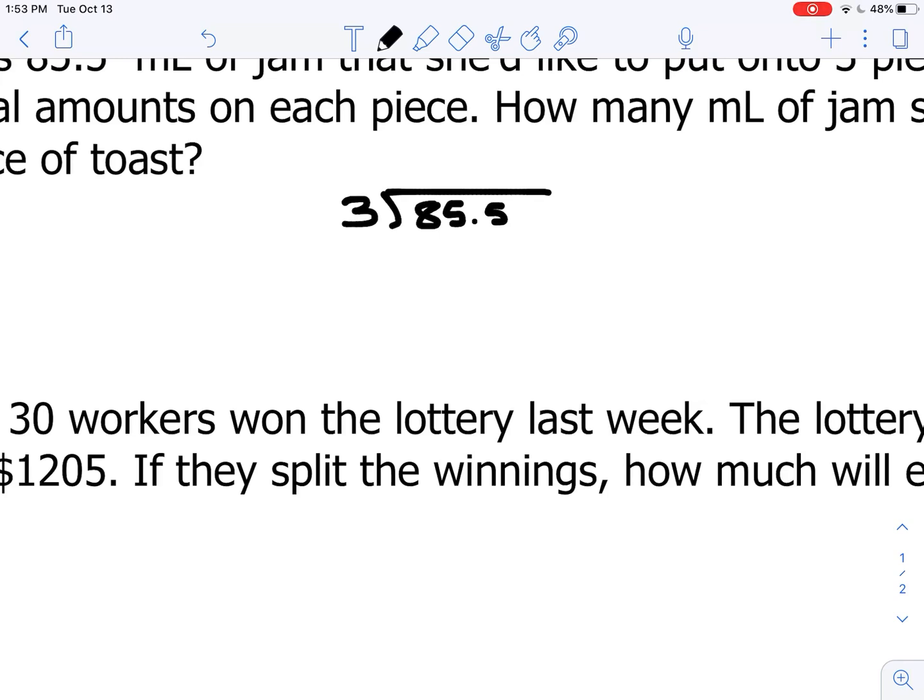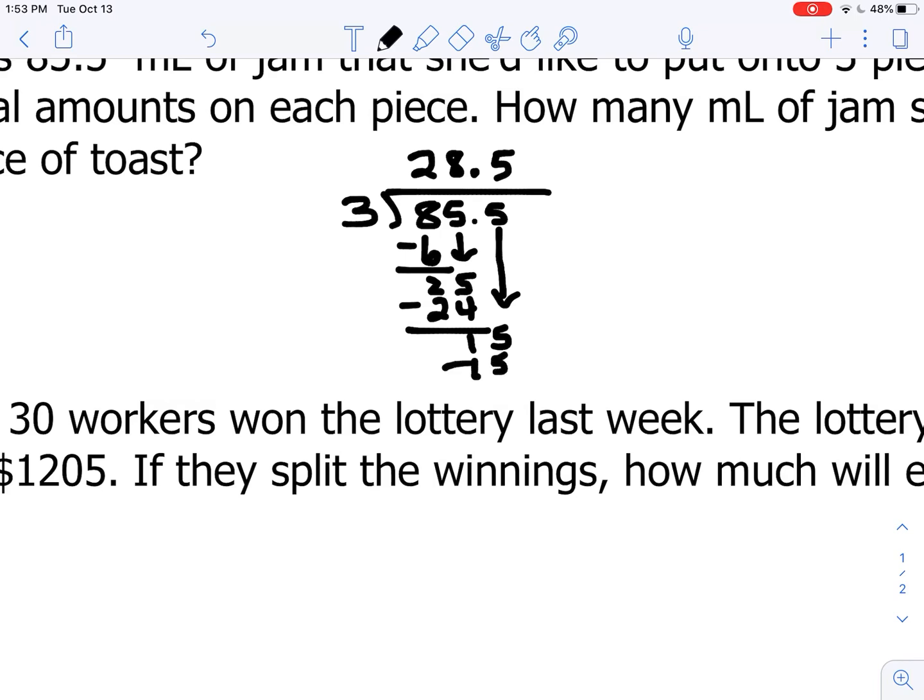Okay, so 3 goes into 8 twice. That's 6. When we subtract, we have a difference of 2. So I'm going to bring the 5 down. 3 goes into 25 8 times. That's 24. When we subtract, we have a difference of 1. I'm going to bring the decimal point up into the quotient and then the 5 down to make it 15. 3 goes into 15 5 times. 5 times 3 is 15. We have 0 remainder, so we can stop dividing there. So how much jam will go on each piece of toast? 28 5/10 milliliters.